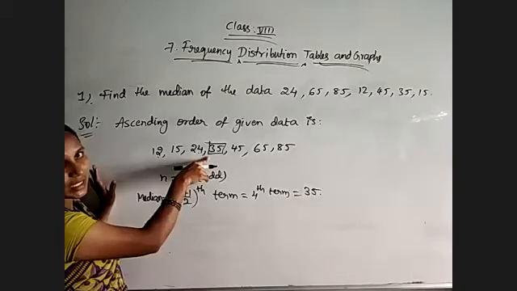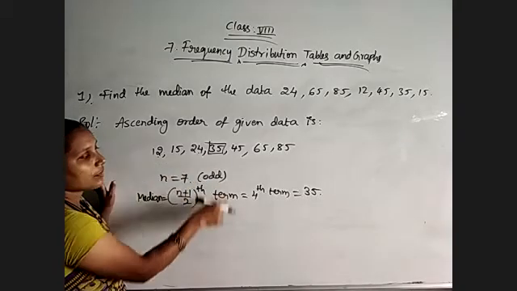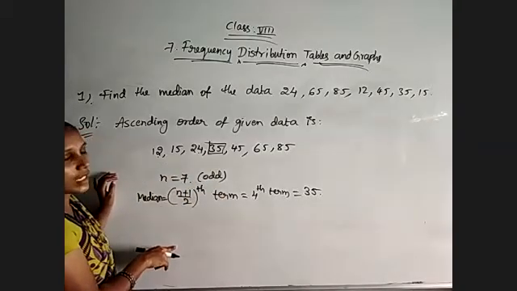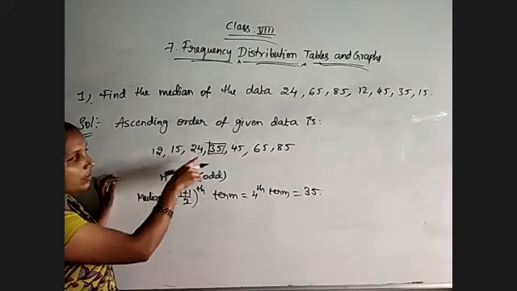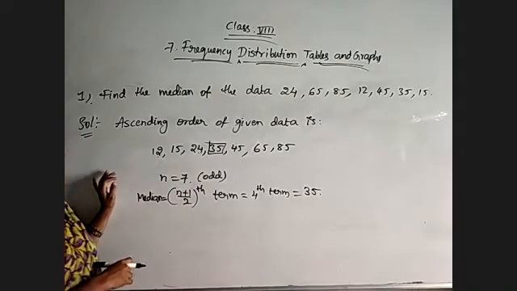The exactly middle value, take it. That's it. So 35 will be the mid value of the given data. Median of the given data is equal to 35 because n is an odd number, only one number we are getting.